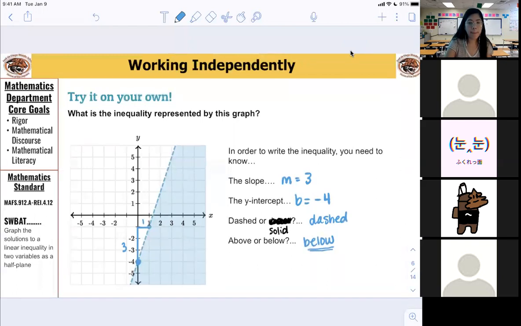Below. Oh, less than sign. Less than, yeah, less than. I know it's going to be a less than sign because it's below. It kind of makes sense, right? Greater than goes above, less than goes below.